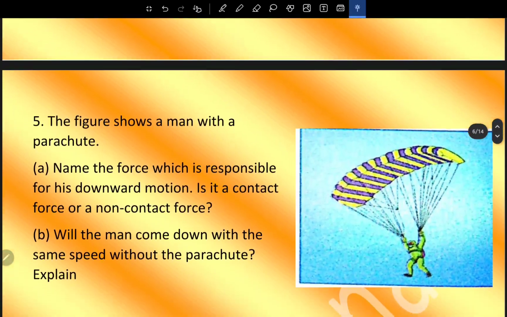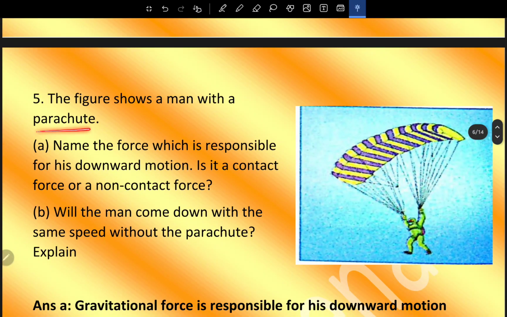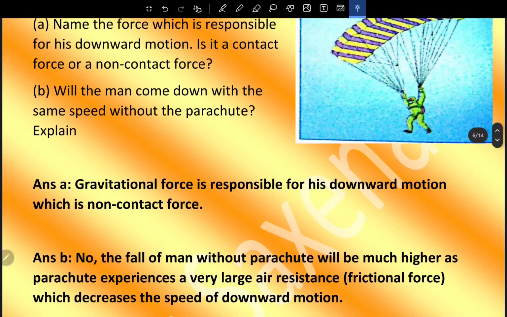Now this figure shows a man with a parachute. Name the force which is responsible for his downward motion. Is it a contact force or a non-contact force? Will the man come down with the same speed without the parachute? Explain. Gravitational force is responsible for his downward movement, which is a non-contact force. No, the fall of the man without a parachute will be much faster, as the parachute experiences a very large air resistance, that is frictional force, which decreases the speed of the downward motion.